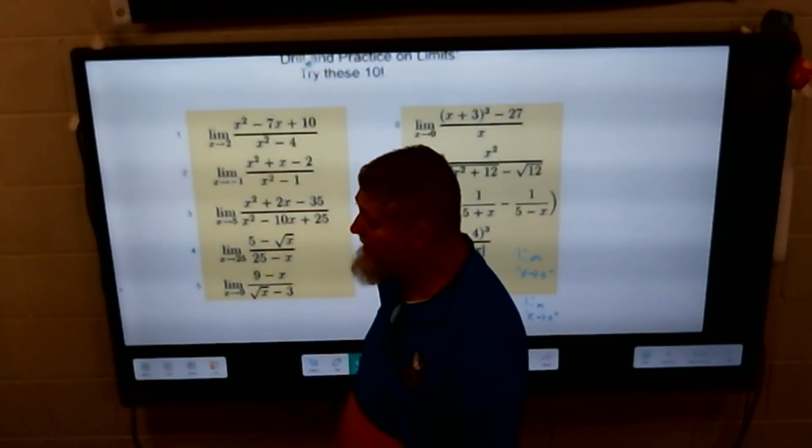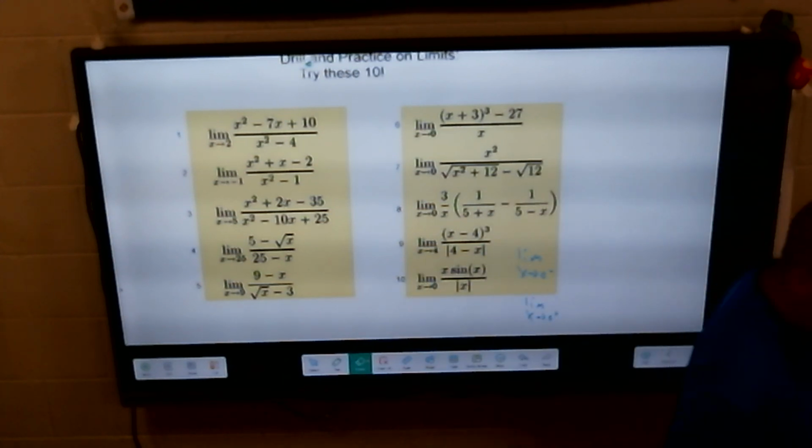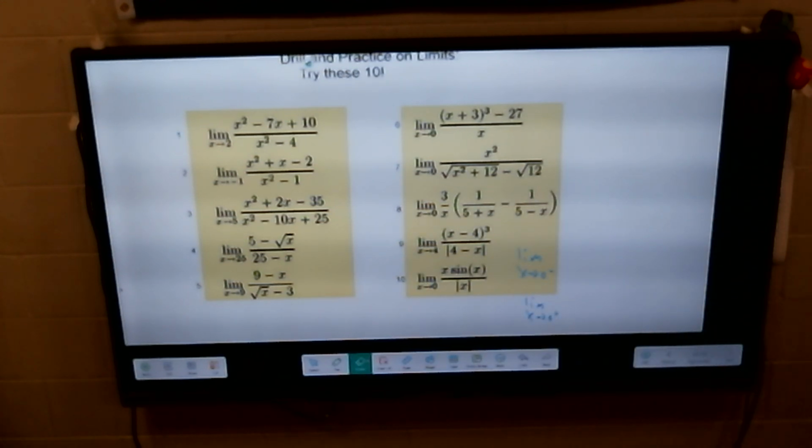Work on 6 through 10. I'm going to edit it and just remove some numbers, honestly. There's too many. It's a nice problem. Let's see how we did that.